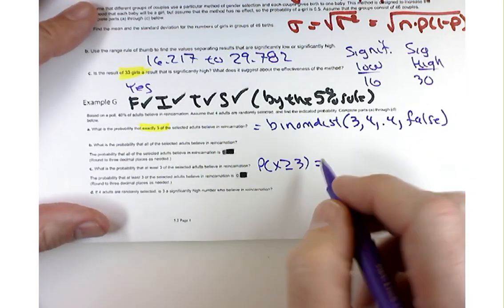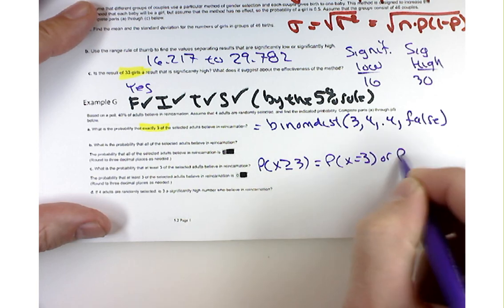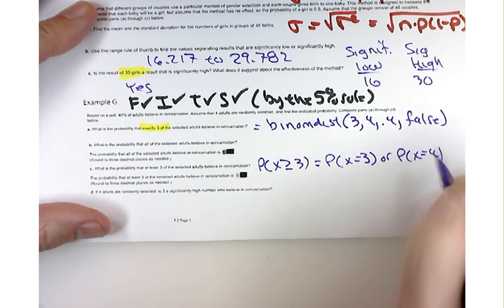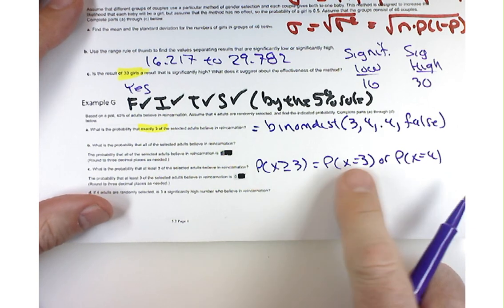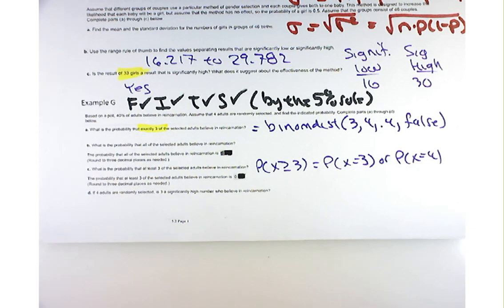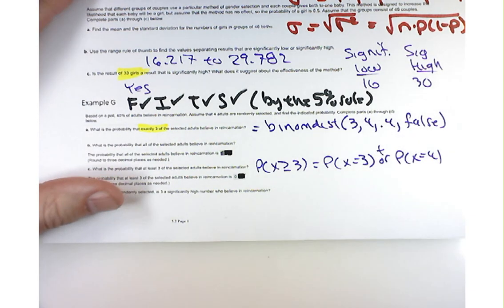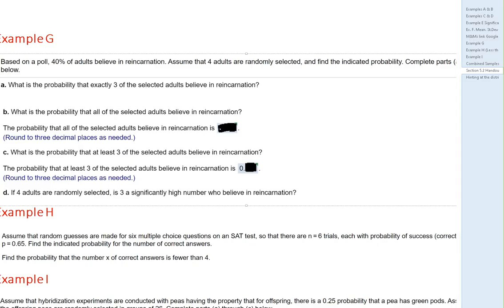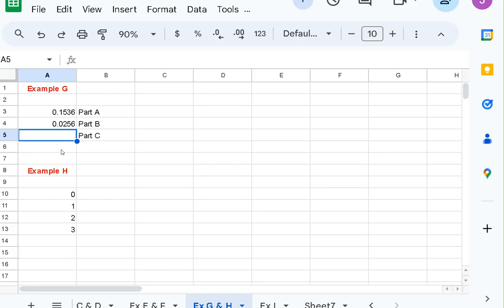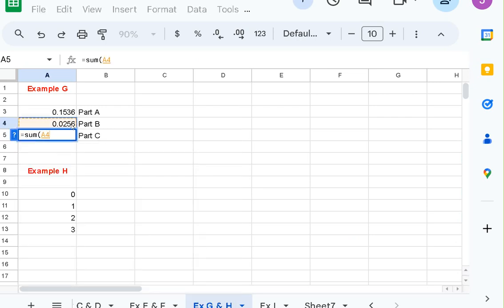Sum of the previous two. It's the probability that X equals 3 or the probability that X equals 4. I can split this up because these are mutually exclusive events. Either 3 or 4 happen, so I'm just going to add those two. And the easy thing to do here is just to click the sum. Equals the sum of these two. Bam.